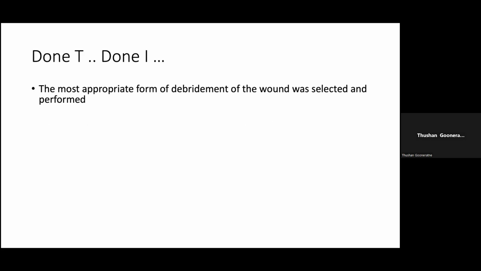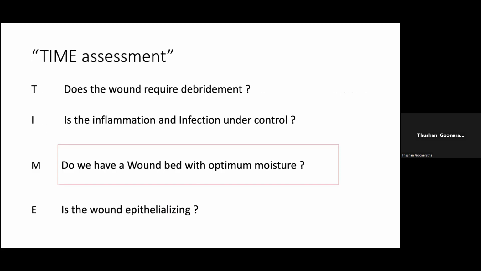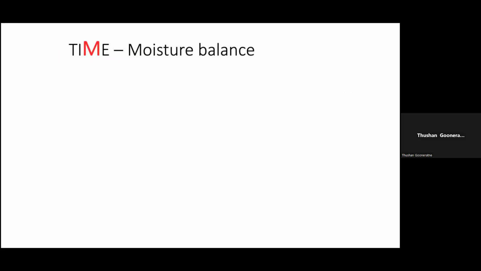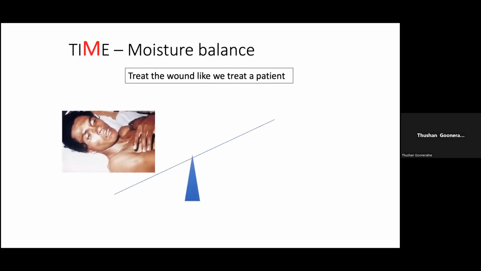Right. So if the tissue has been done and the inflammation has been done, what's important here is that we move on to the M factor, and that's about the right type of moisture. Now, moisture balance is very important. We all know that, even amongst ourselves, we are not too far from the wound. If we are dry and parched on a hot day, then we are very unwell. That is too dry. The wound cannot survive in a very dry environment.